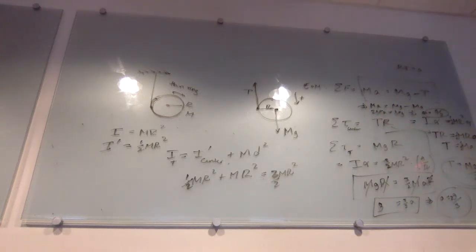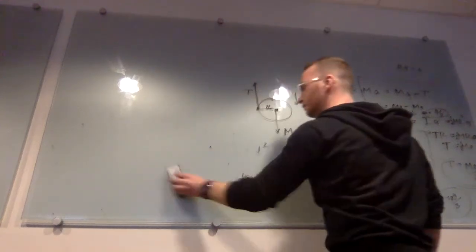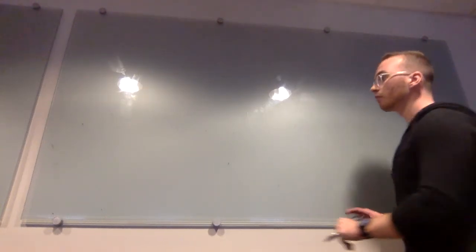What was your preference? Can we do one of the block on a floor, pulley on the corner, block hanging from the pulley? With friction? Let's do it. All right. That's better.